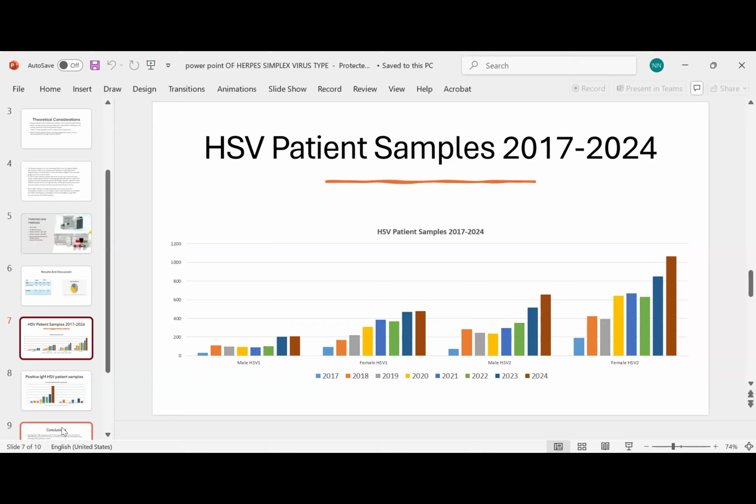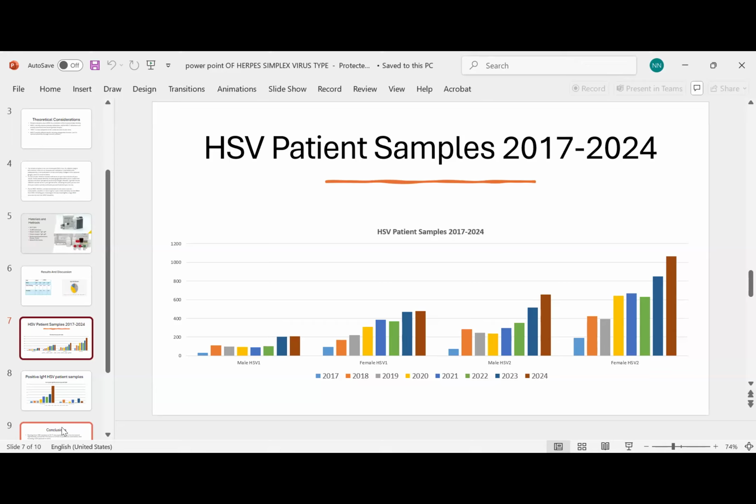From 2017 to 2019, we have a gradual increase. The rise in positive cases during this year suggests improved testing availability and increased public awareness about herpes simplex virus. Women have higher recorded herpes simplex virus positivity rates than men due to biological, behavioral, and healthcare-seeking differences.